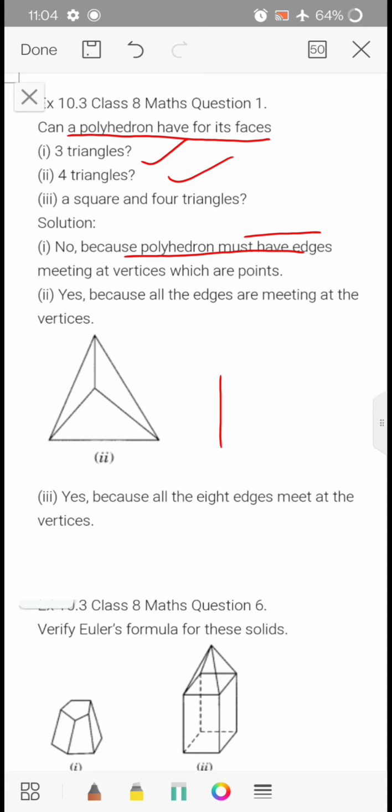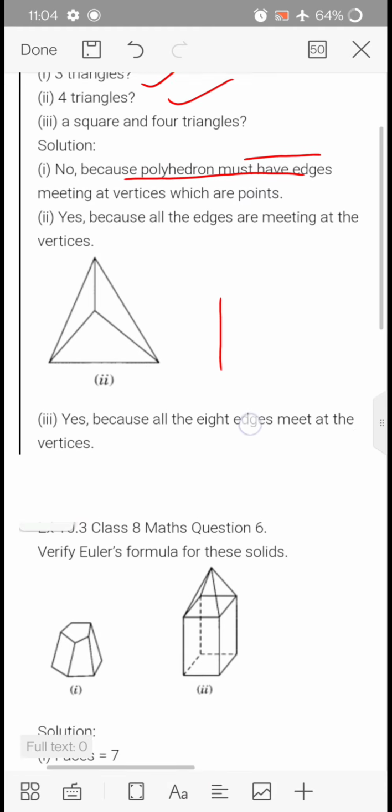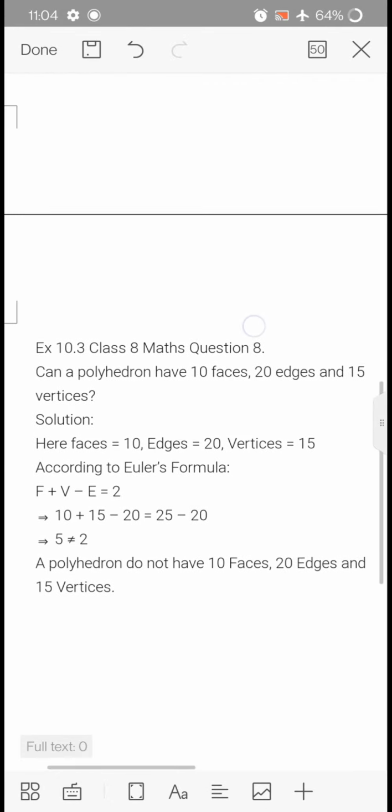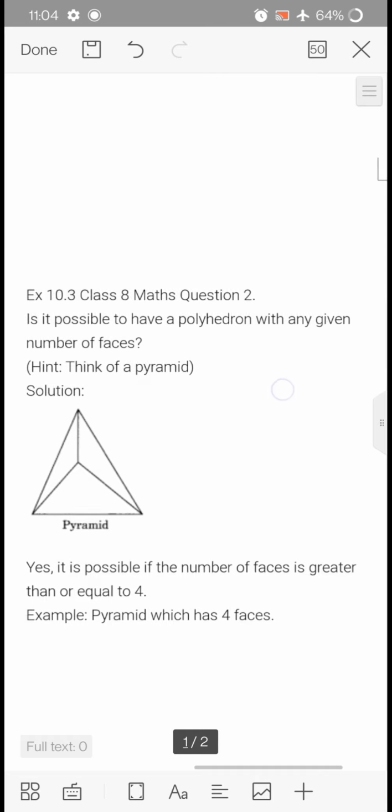And the third one is square and 4 triangles. So yes, it can have square and 4 triangles. Moving to the next question. Question 2.